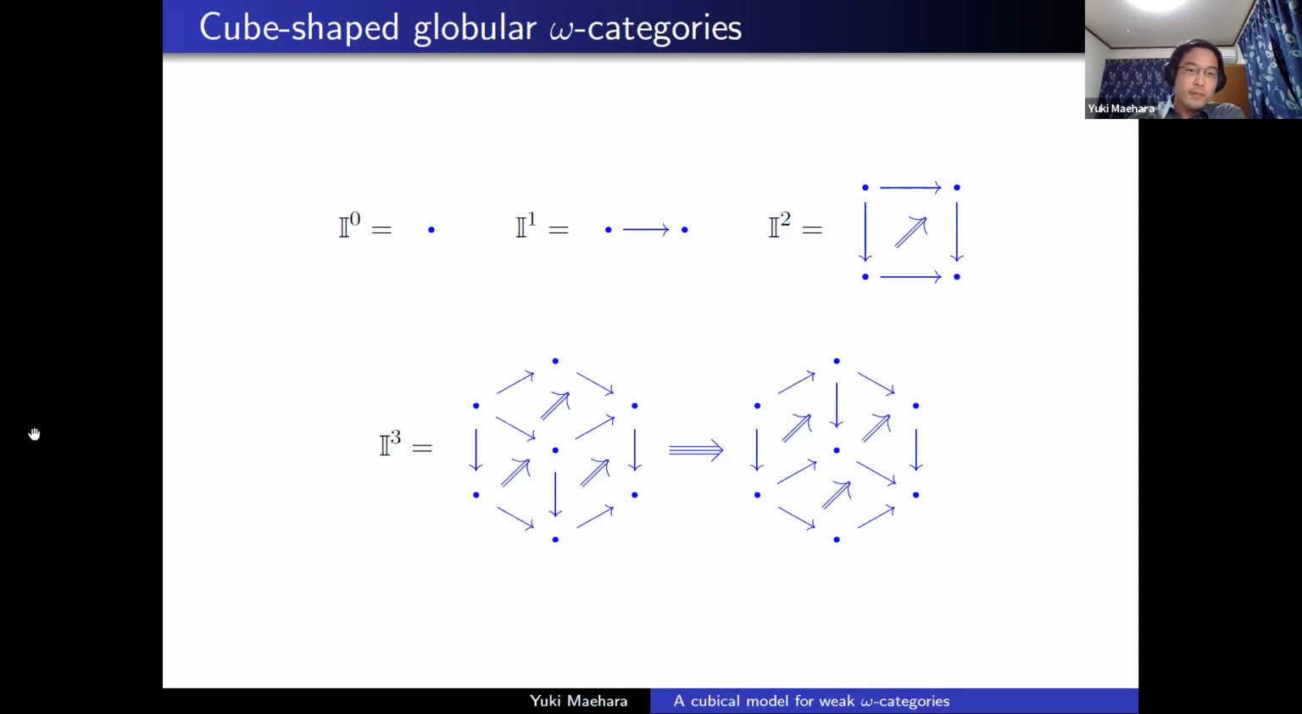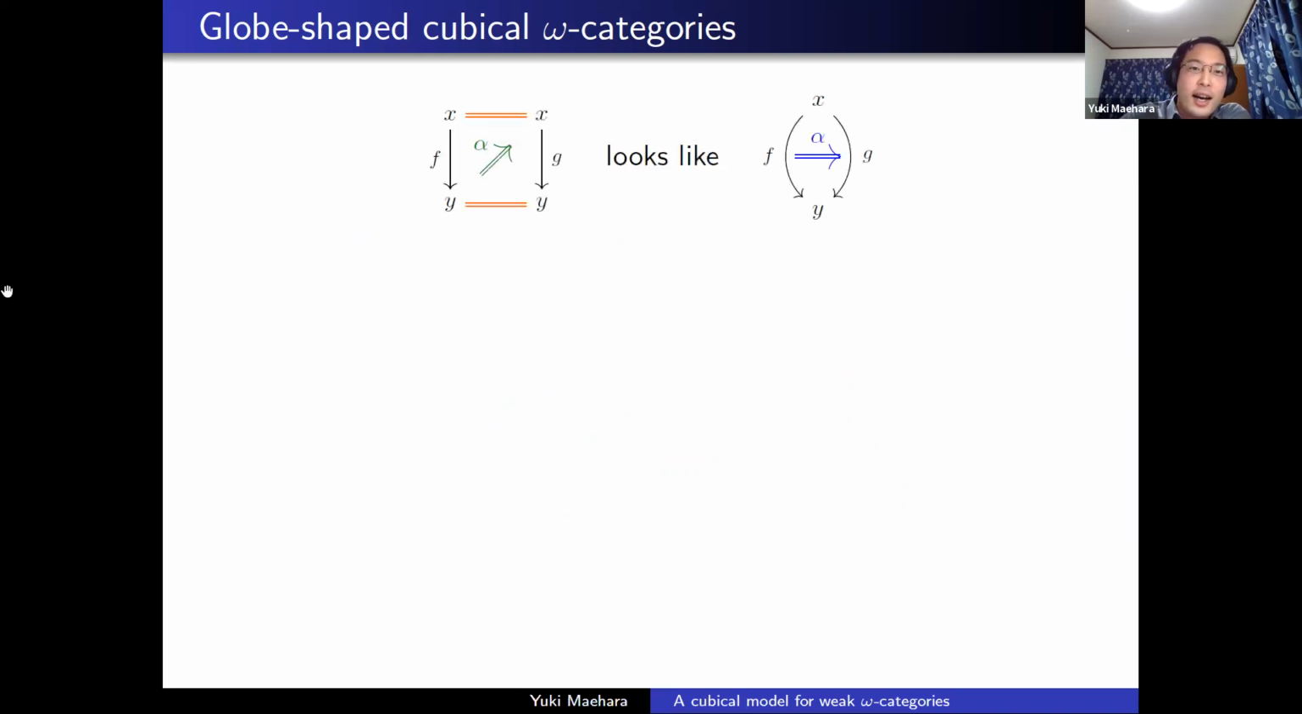Anyway, so these were the cube-shaped globular omega categories. And now to go the other way, we need globe-shaped cubical omega categories. I will skip the 0 and 1 dimensional ones because they'll just be the same pictures. And in dimension 2, here is what the thing looks like, modulo some subtlety that I'm crossing over, but this is the generating data anyway.